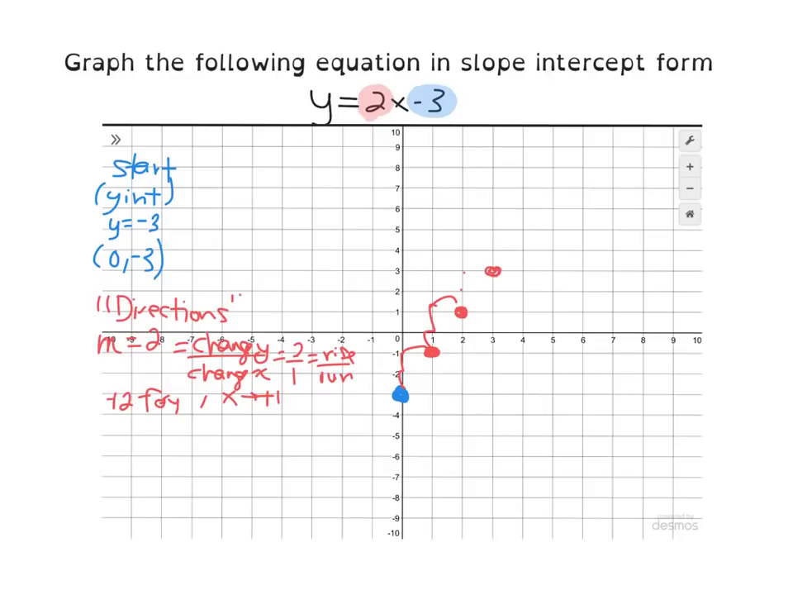So I started at my starting point, and I used my directions, or in other words, my slope, to get more points on the line, and then finally we are going to connect them with a line, and we're going to put our arrows, remember, because we could have kept doing this forever and ever and ever. We just chose to stop there.